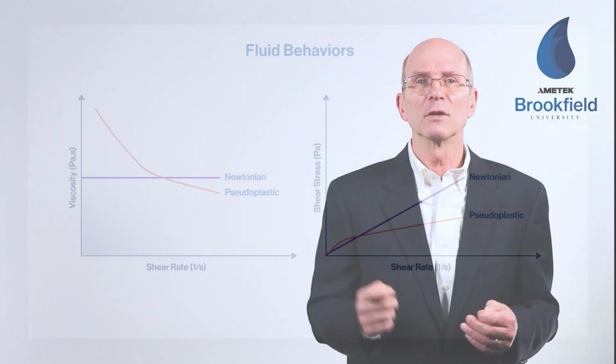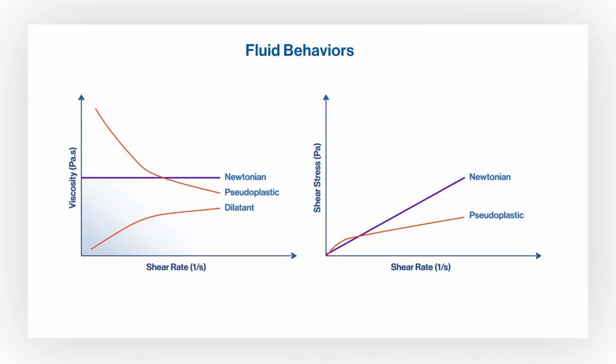Dilatant fluids behave opposite of the pseudoplastic fluids. As the shear rate increases, so does the viscosity. The shear stress is no longer constant with the shear rate. As shear rate increases, the shear stress proportionally increases.